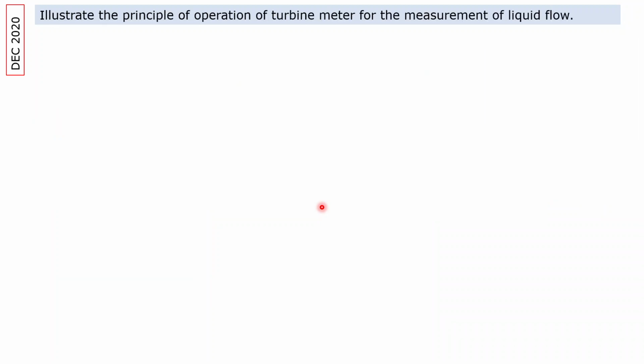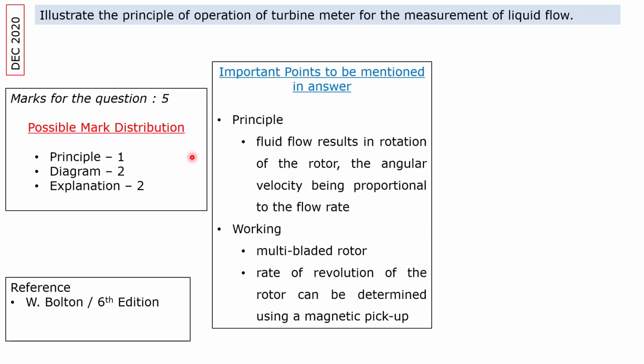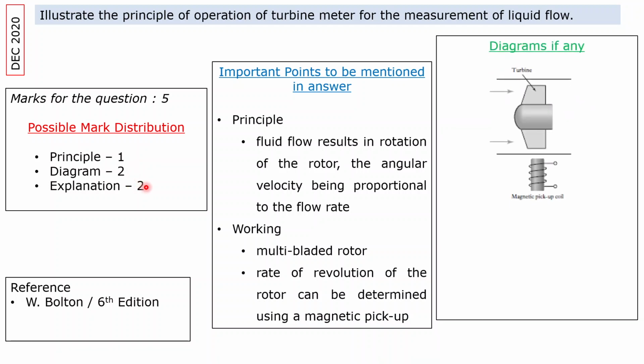Okay. So now the next one is illustrate the principle of operation of turbine meter for the measurement of liquid flow. This question is for 5 marks. If you are mentioning the principle, it is 1 mark, diagram is 2 marks, and the explanation is 2 marks. I have already explained about this one.